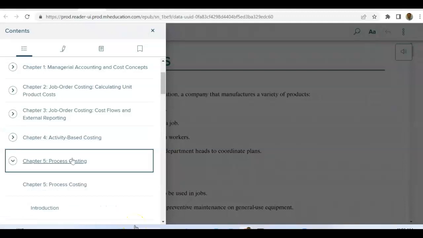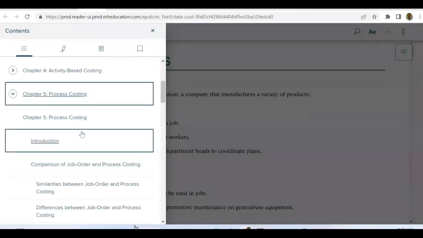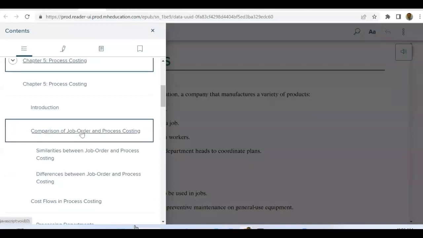Chapter 5 is about process costing, and we are going to learn how to do process costing, journal entries, and intermediate calculations. Process costing is for the type of manufacturing that produces the same production over and over again. It's not just a one-type job order type of manufacturing. It's a process. It's the same product over and over.